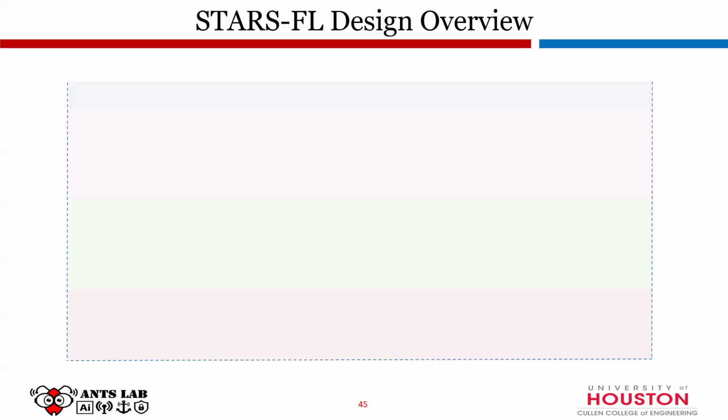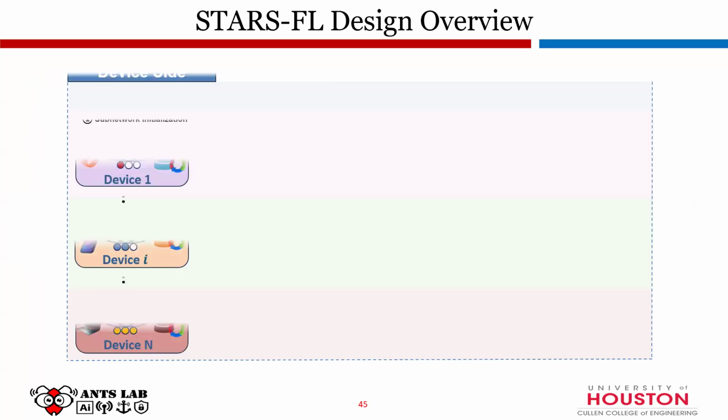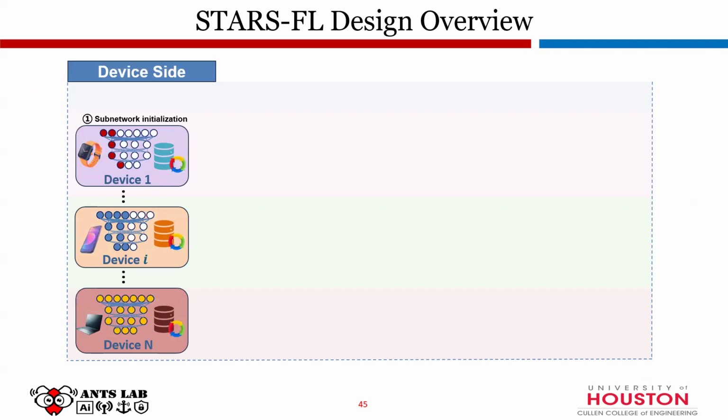So let's take a look at the STARS FL design overview. Let's say that we have three devices: a watch, a cell phone, and a laptop. These have different kinds of capabilities. The first thing this framework does is subnetwork initialization, where all devices are initialized at a given subnetwork size. Because it's a watch, it is going to be assigned the smaller subnetwork size, the middle one is going to get a middle subnetwork size, and the laptop is going to be assigned the full network.